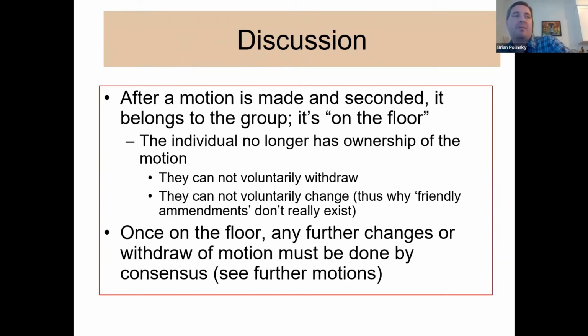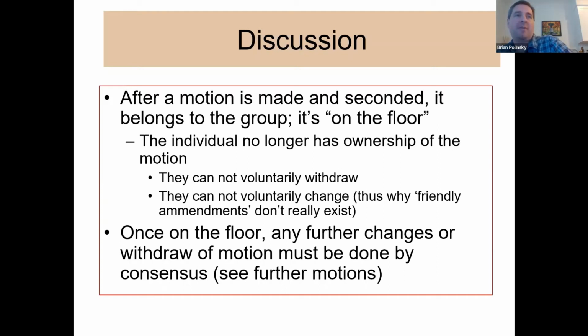So once the motion has been made and seconded, in most cases, it's time for discussion. It belongs to the group at that point. The motion is considered to be on the floor, and the individual no longer has ownership of the motion at that point, meaning they don't get to just voluntarily withdraw it, and they cannot voluntarily change the motion.